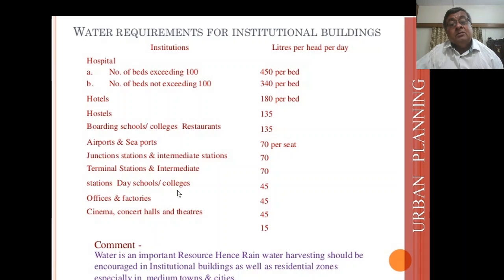Station per day. Schools and colleges, it should be 45 per seat. And office and factories, it should be 45 per seat. Cinema, concert halls and theaters, 45 per seat, and 15 for small theaters or other requirements. Now comment or conclusion: water is an important resource, hence water harvesting should be encouraged in institutional buildings. Rainwater harvesting should be encouraged in institutional buildings as well as residential zones, especially in medium towns and cities.